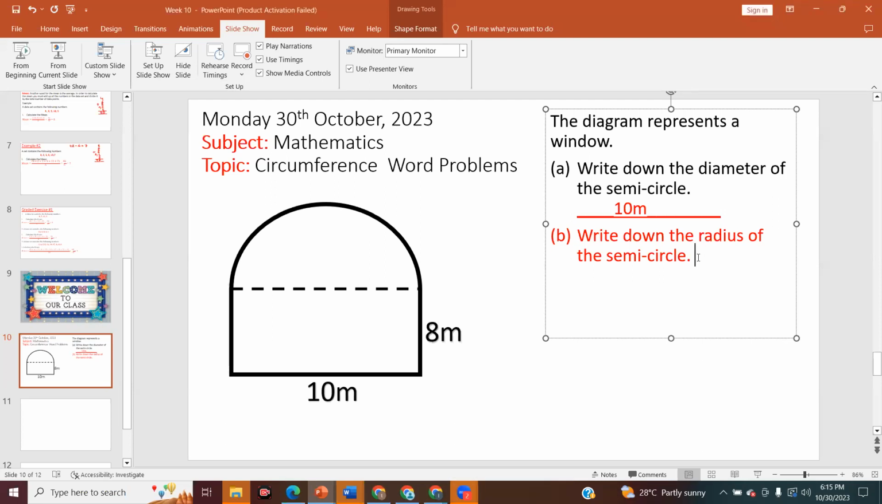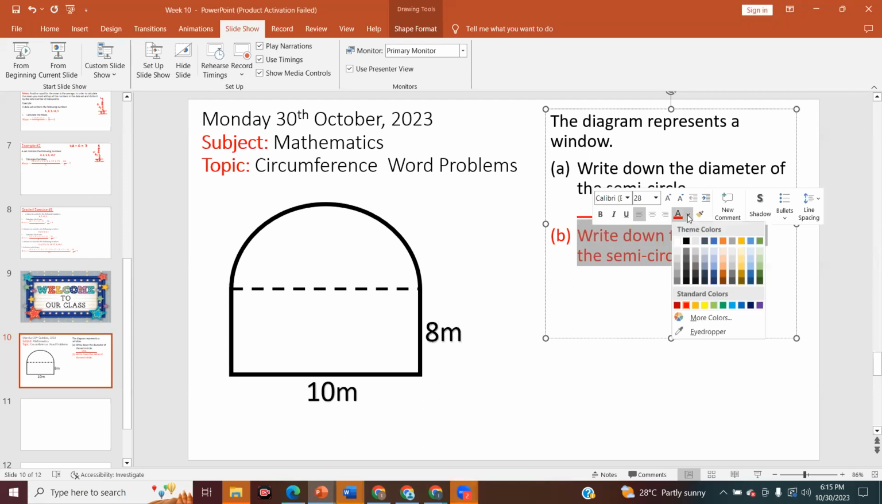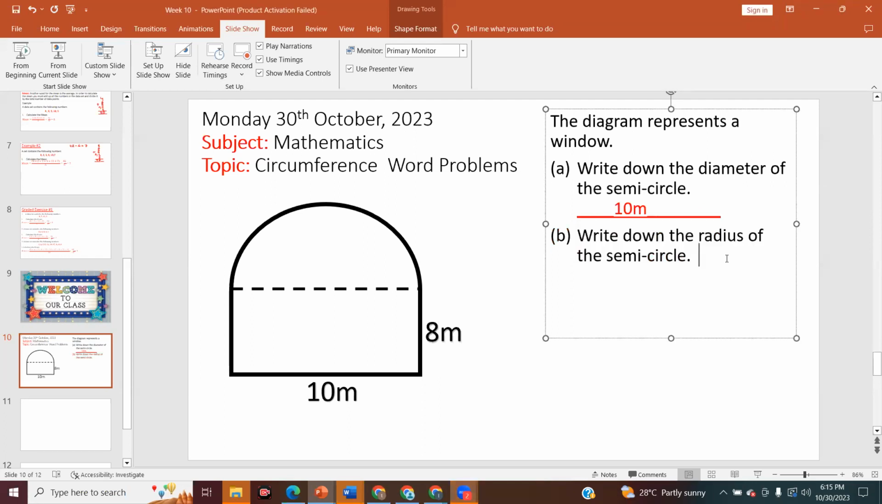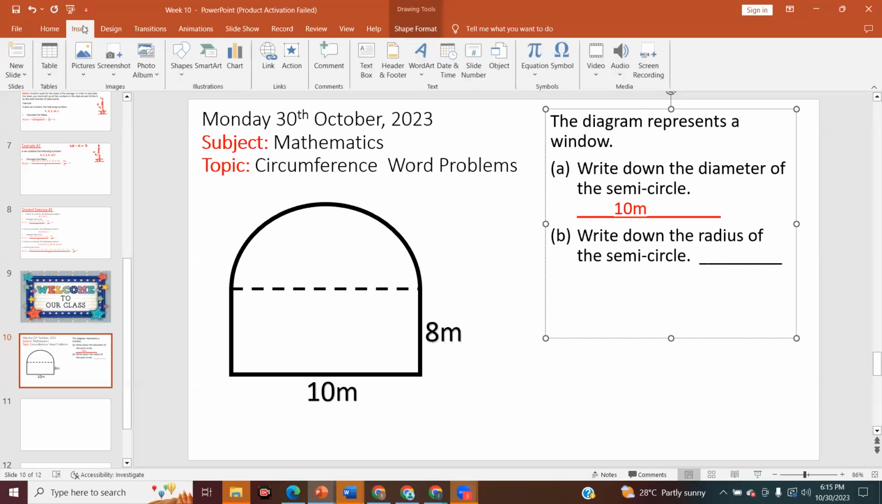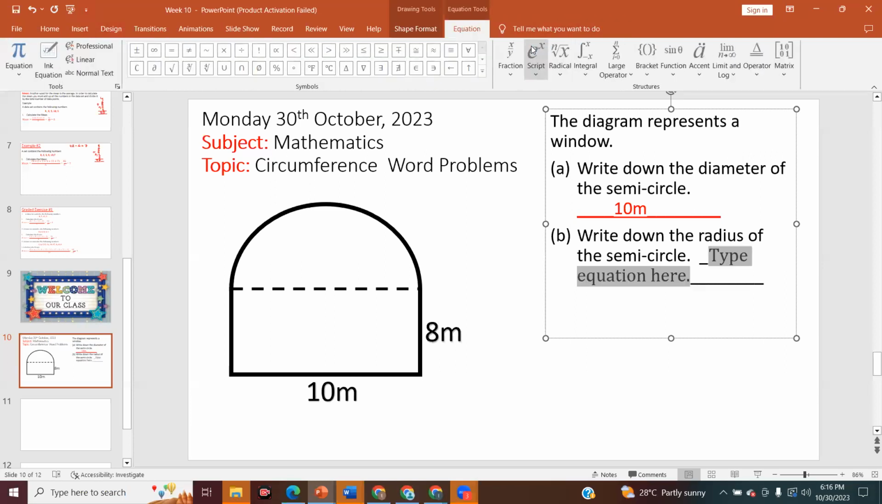All right, so we want the radius of the semicircle. Most of you put 5. How did you get 5? Because it's half of the diameter. So what did you do to get 5? You divide 10 by 2. Very good. Divide 10 by 2, and that's how you get the radius. So 10 divided by 2 is going to be 5. So the answer is 5 meters.